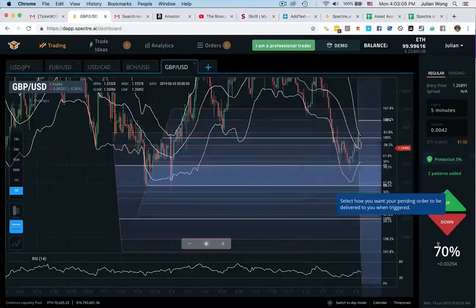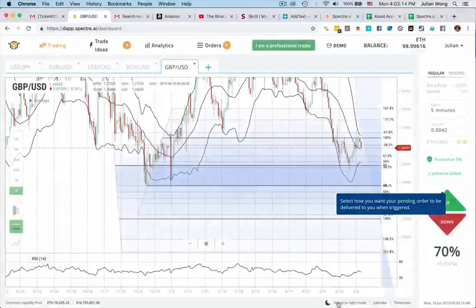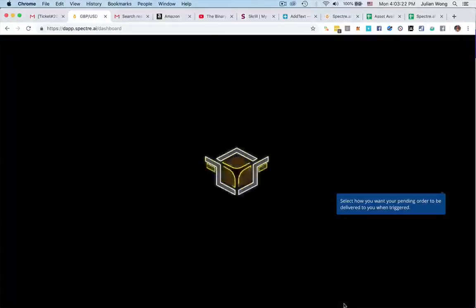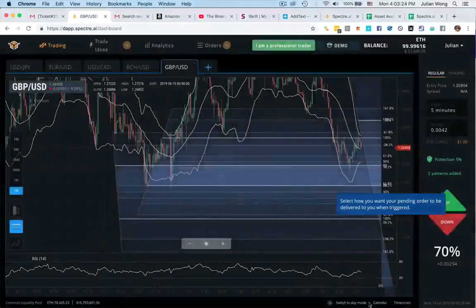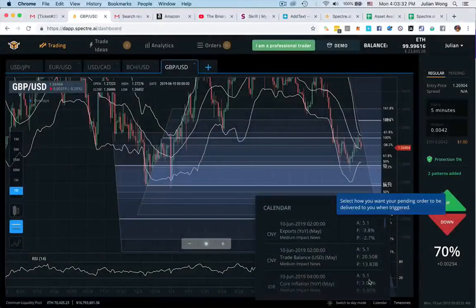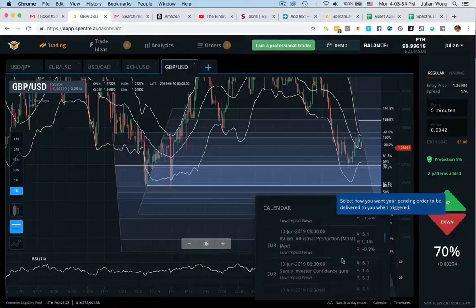So what else do we have here on the platform? Okay, there is a day mode, night mode. So like in IQ, I like to trade on a white background. Looks very nice and clean, and you can do that here as well. Okay, if you're trading at night, you can just toggle back to this dark screen, and you don't have to go to FX Street. You don't have to go to my FX book. You can just click on calendar right here, and it's going to show you what's coming up.